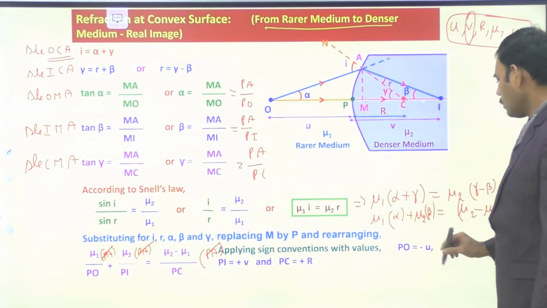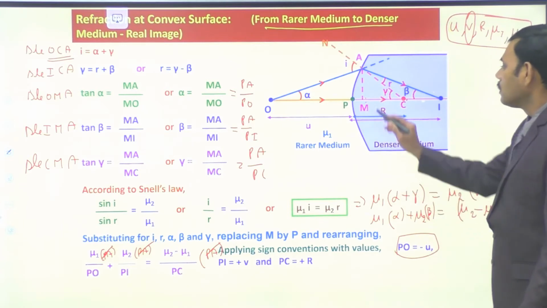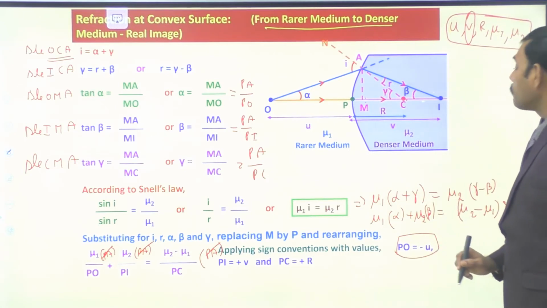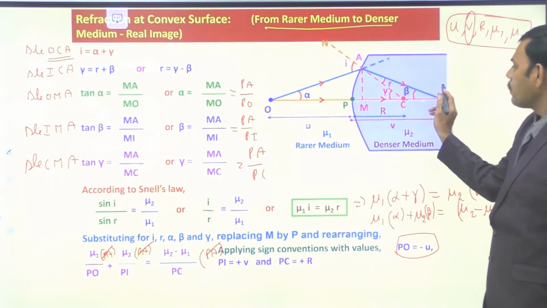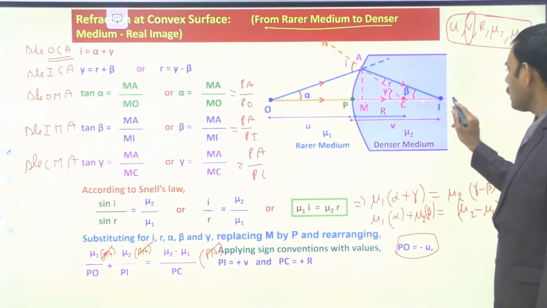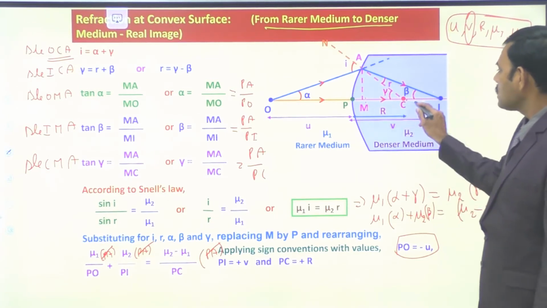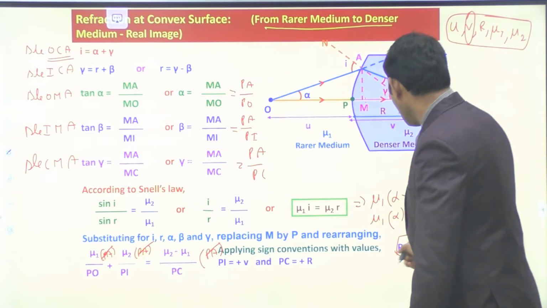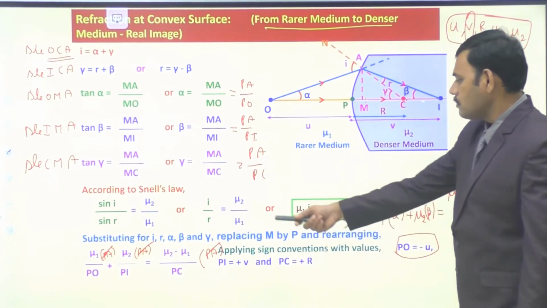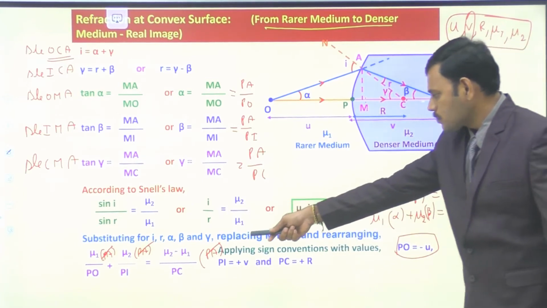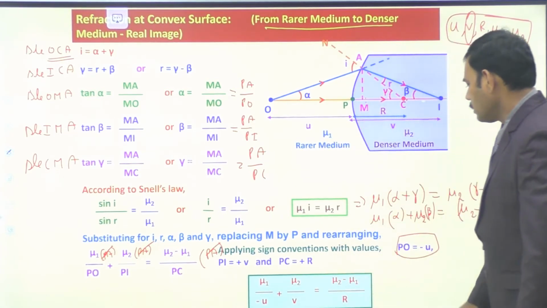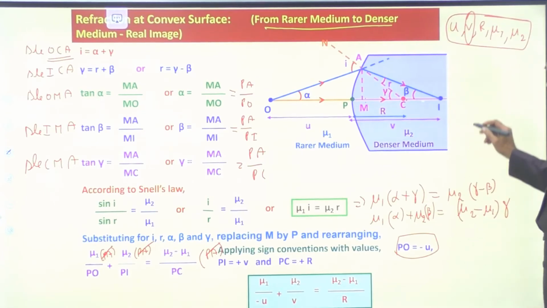Therefore PO is replaced by minus U. By sign convention, values measured from the pole on the left side are negative, so this is minus U. And PI is calculated on the right side, so the PI value is positive, that is plus V. PC is also a right-hand-side value calculated from the pole, hence PC is equal to plus R. Replacing the PO, PI and PC values with proper sign convention as written here, we get mu1 by minus U plus mu2 by plus V is equal to mu2 minus mu1 divided by capital R. Hence, rearranging this equation, we get a formula.